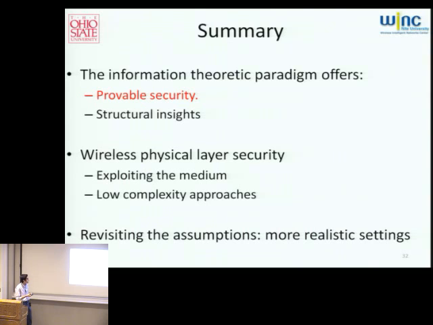Exploiting the wireless medium can also be useful to achieve low complexity secure protocols. And last, revisiting the assumptions in more realistic settings, like going from one-way communication to two-way communication, or from Gaussian input distribution to BPSK encoding, or from Maurer's public discussion over a noiseless channel to feedback over the same noisy channel, can even make the problem more tractable or easier to solve.